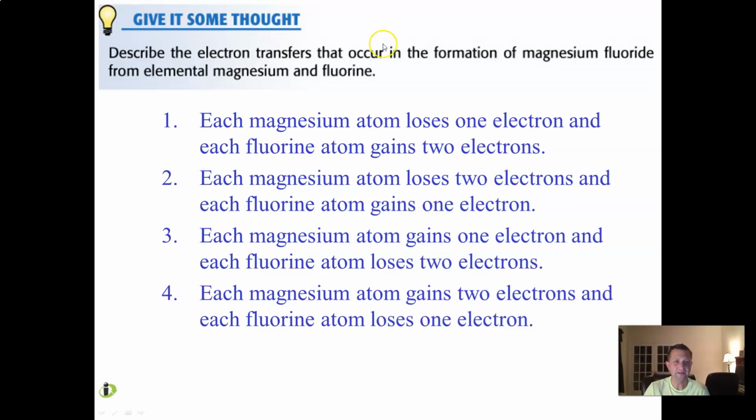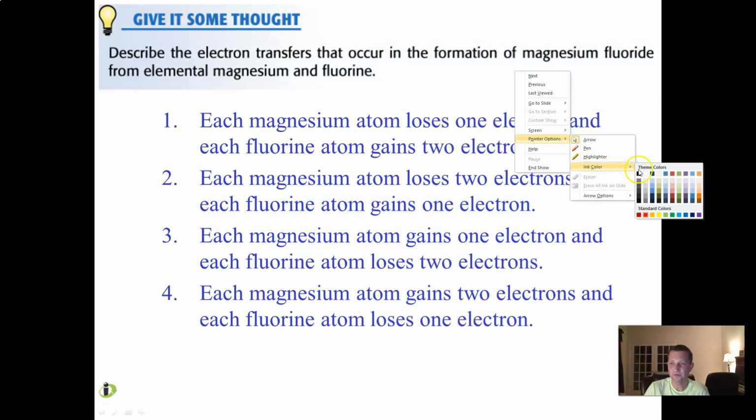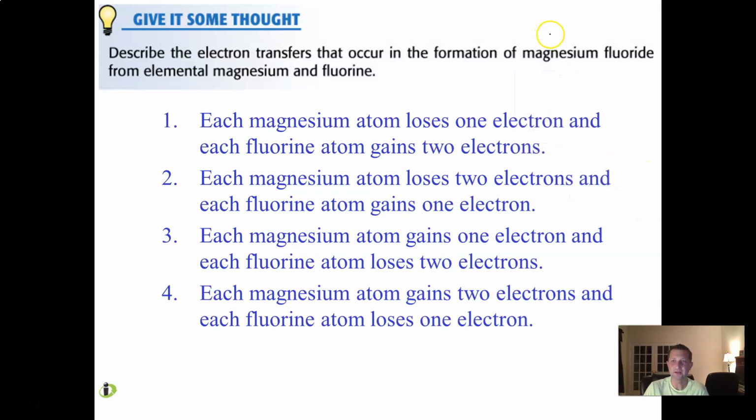So, before we get into that, describe the electron transfer that occurs in the formation of magnesium fluoride. You need to think, what is the formula for magnesium fluoride? Magnesium fluoride is going to be MgF2. Right? Magnesium would form a +2, fluoride would form a -1. So how is this going to occur then? Because you have Mg, magnesium has 2 valence electrons, and fluorine has 7. Okay, 1, 2, 3, 4, 5, 6, 7.